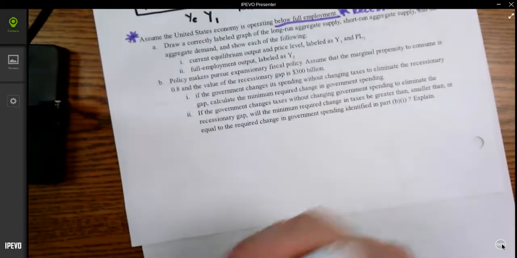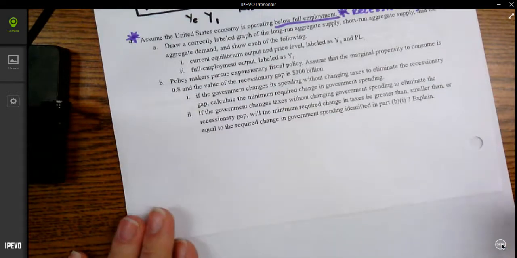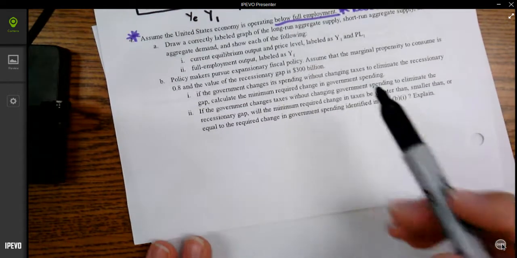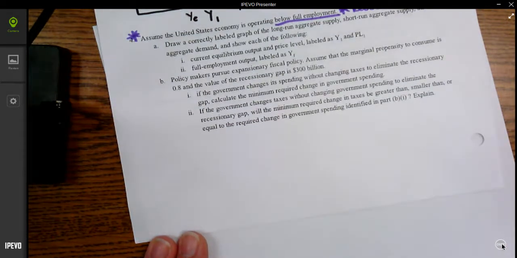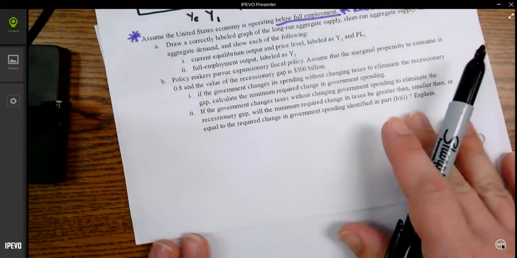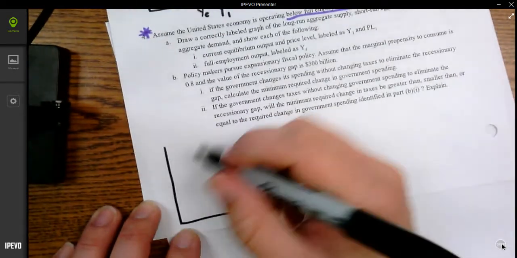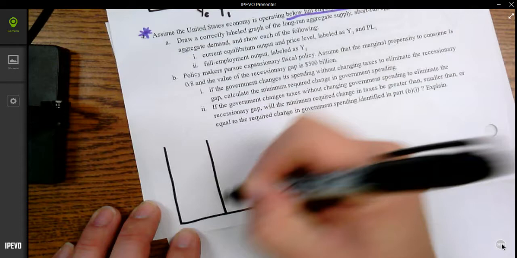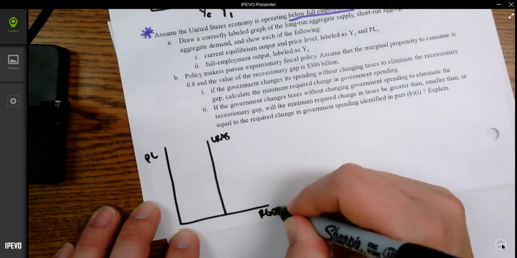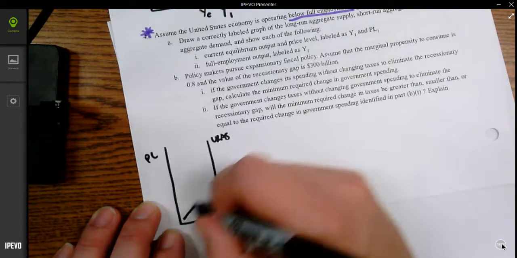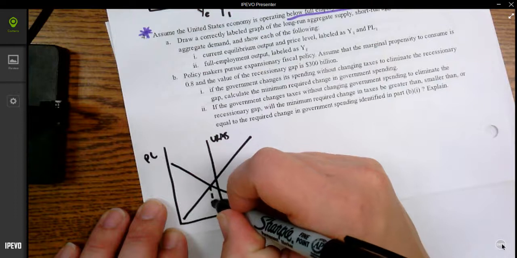Draw a correctly labeled graph of the long-run supply, short-run aggregate supply, and the aggregate demand, and show each of the following. The current equilibrium output and price level labeled as Y1 and PL1, and the full employment labeled as YF. So I'm going to use the bottom of this piece of paper here. I'm going to draw my long-run aggregate supply, price level, real GDP. I need to show these lines intersecting over here.